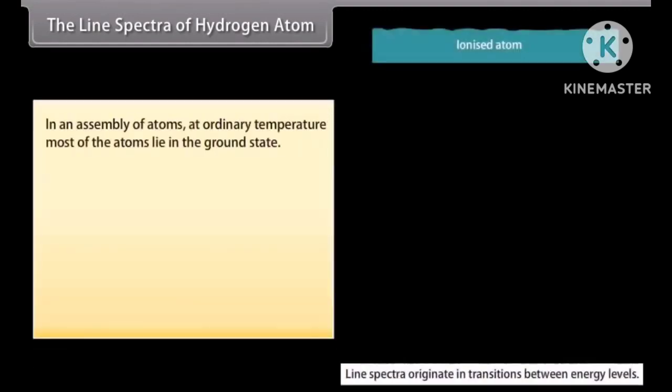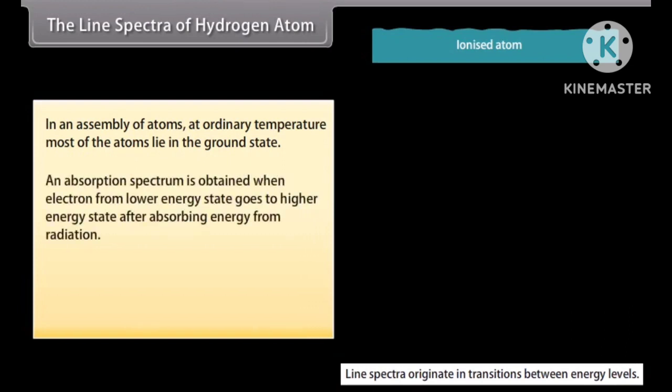The line spectra of hydrogen atom. In an assembly of atoms at ordinary temperature, most of the atoms lie in the ground state. If white light is passed through such an assembly of hydrogen atoms, the transmitted light will not have radiations of various wavelengths. It is the absorption spectrum of hydrogen corresponding to Lyman series. An absorption spectrum is obtained when electron from lower energy state goes to higher energy state after absorbing energy from radiation. The frequency of absorbed radiation is given by h nu = E high minus E low.